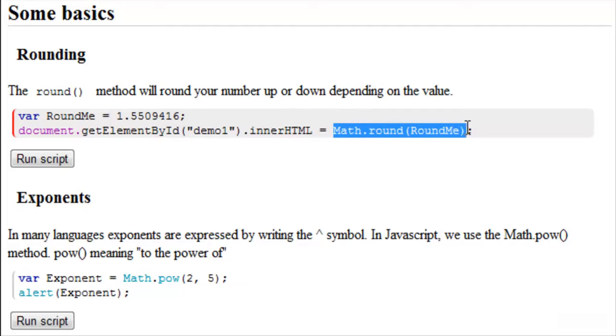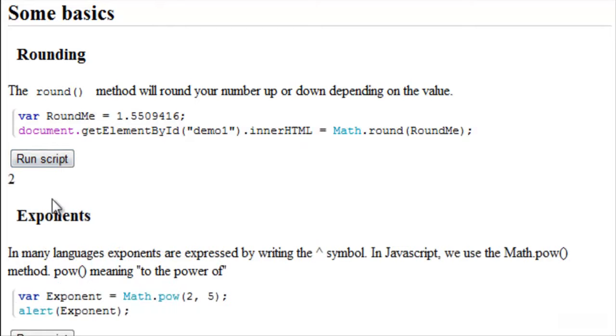math.round with a variable inside of it. So now if we run the script, it's going to give us 2. Now what if we went 1.4? Well, that's going to give us 1 because 1.4 rounds down.